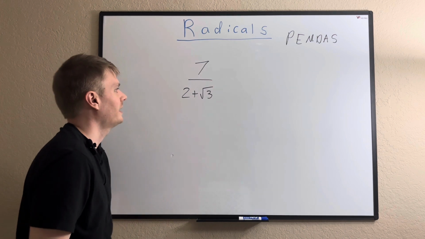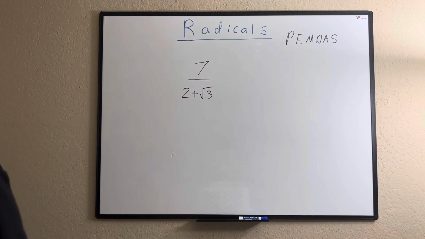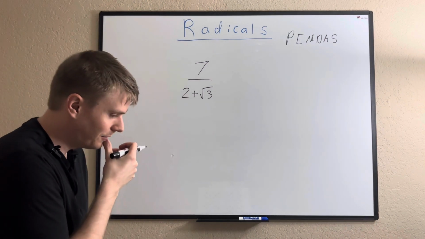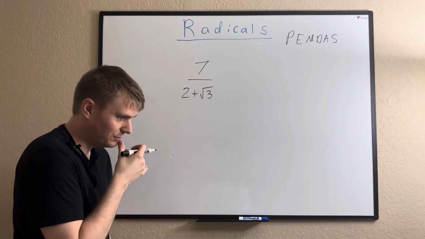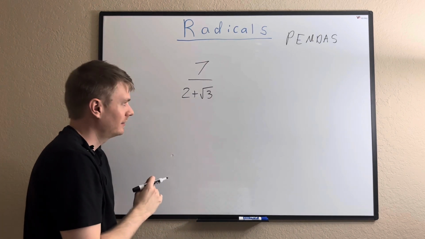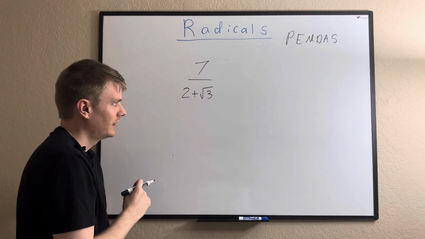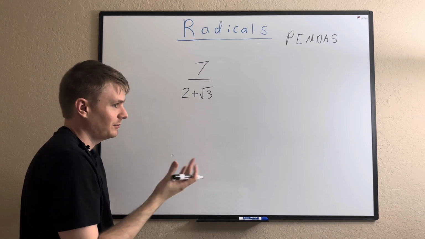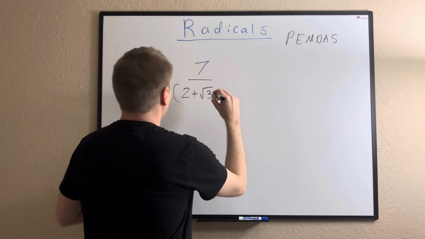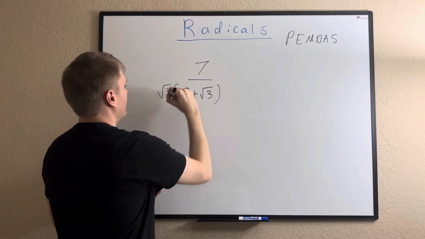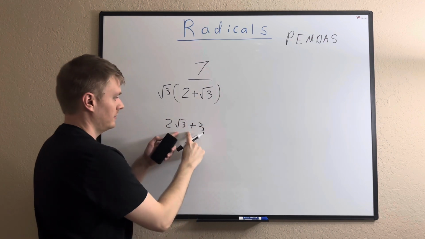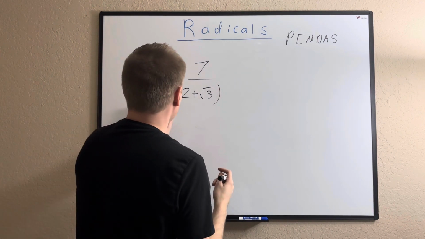So how do we rationalize that? Well, we're still going to multiply by 1, but which number do we choose though? Because this 2 constant in front of it is messing us all up. We can't just multiply it by radical 3, because then we'd have this problem. We'd have 2 radical 3 plus 3. Then there's still a radical there, so that won't work.